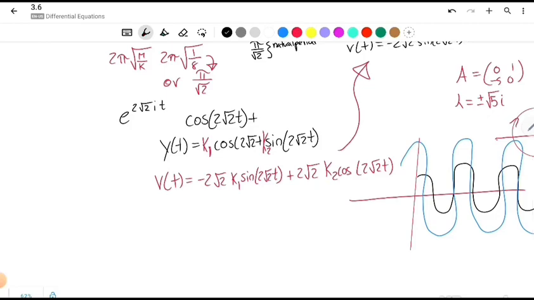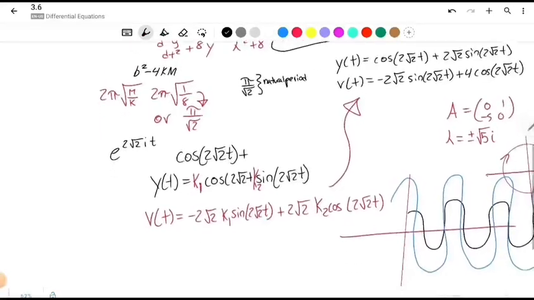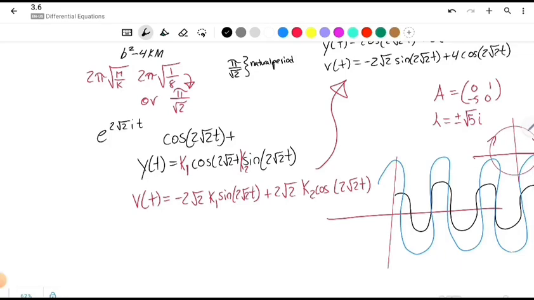The initial conditions are y of 0 equals 1 and v of 0 equals 4. So if y of 0 equals 1, sine of 0 is 0, so we only have k1 times cosine of 0, which is 1. k1 times 1 is equal to 1, so k1 equals 1.